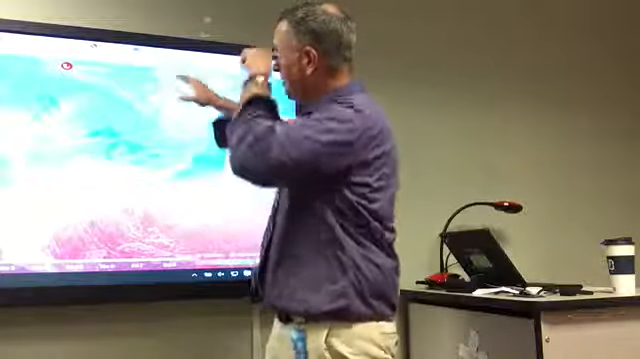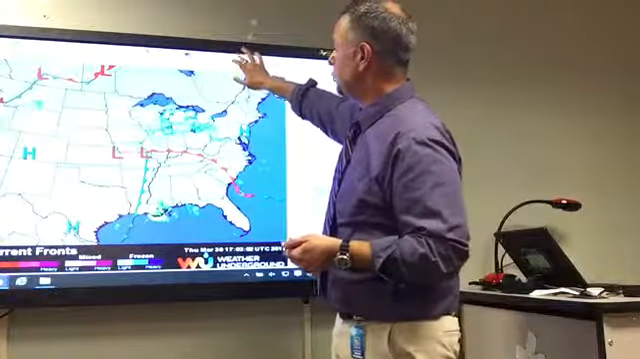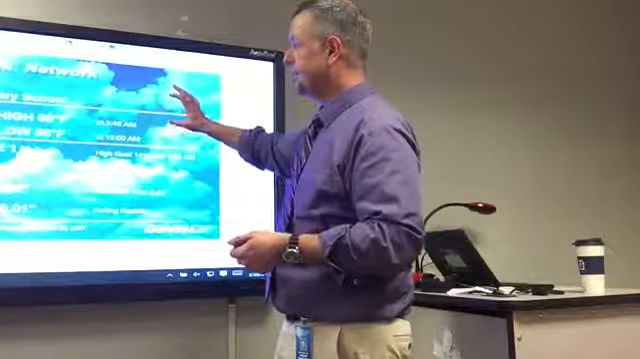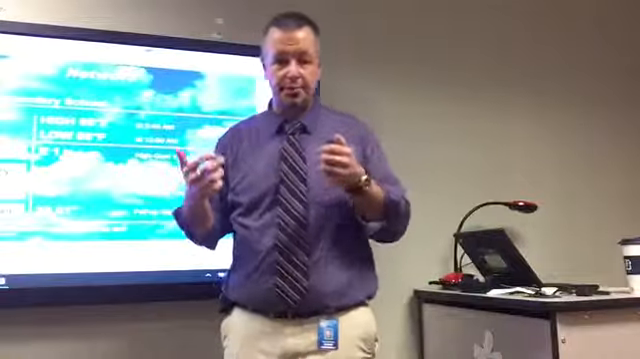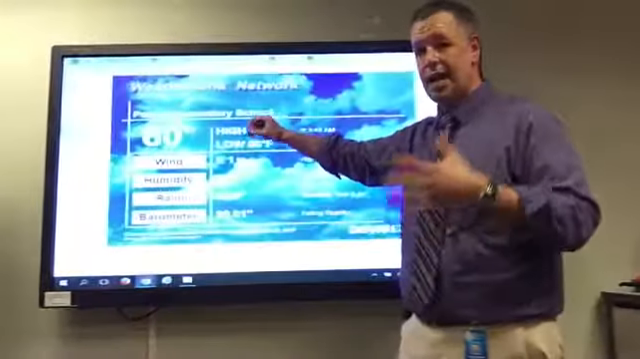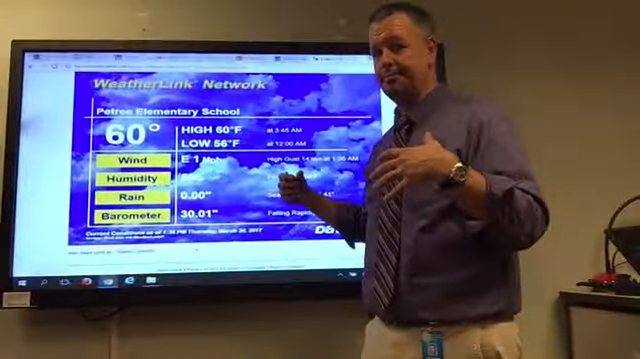So using this map, the Weather Underground map, as well as your weather data from your weather station, this will help students be able to predict so that they can answer questions and figure out what's coming up next and what things are factoring into our weather in our location at this time. Thank you.